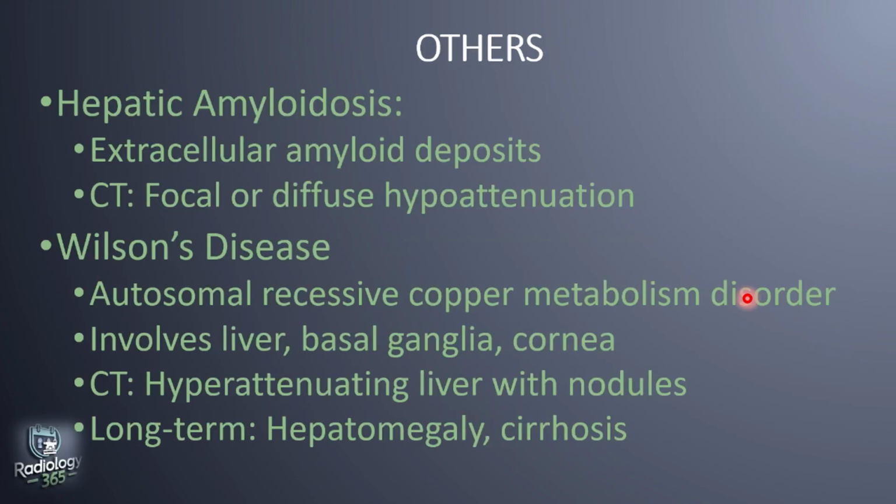Amyloidosis causes abnormal extracellular protein deposition in the liver. This may appear as focal or diffuse hypoattenuation on CT. It's rare, but it's important to consider as a differential. Wilson's disease is an autosomal recessive disorder of copper metabolism. It leads to copper buildup in the liver, in the basal ganglia, and in the cornea. The liver may be hyperattenuating on CT and will develop multiple nodules, hepatomegaly, and cirrhosis.